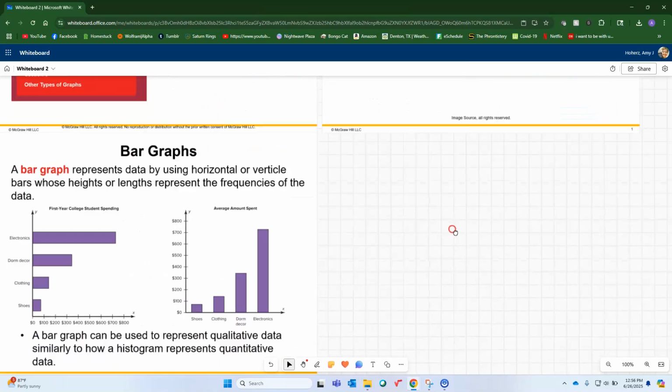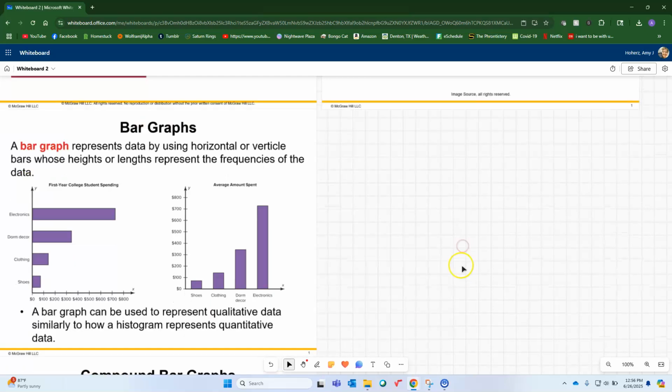So, first thing we're going to talk about is a bar graph. Now, when we were talking about histograms in the last sections, histograms are a type of bar graph, but they're a very specific type of bar graph.